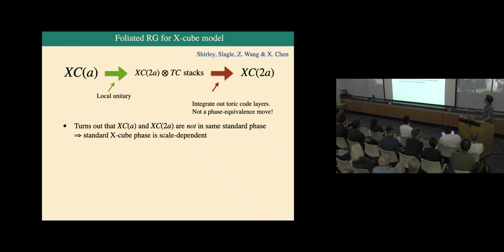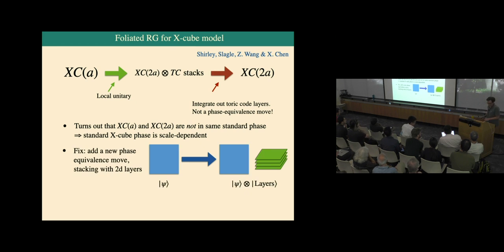But it's true that these two models are in different standard phases, and so the standard X-cube phase is scale dependent, which is a property that we would not like to have. And so there's a fix that these people came up with, which is to add a new phase equivalence move. Let's treat these 2D layers as a free resource, and allow ourselves to stack with them. Then this step is explicitly a phase equivalence move.